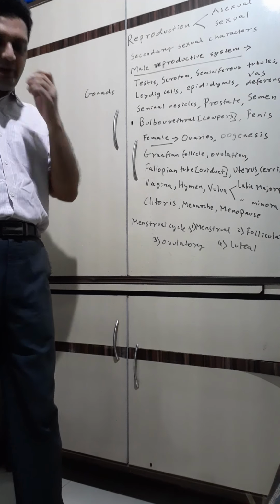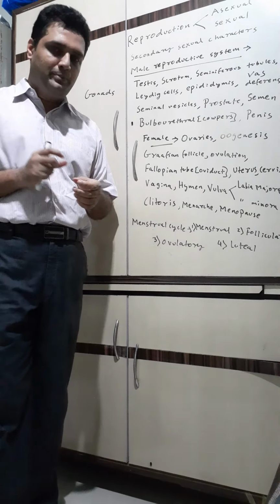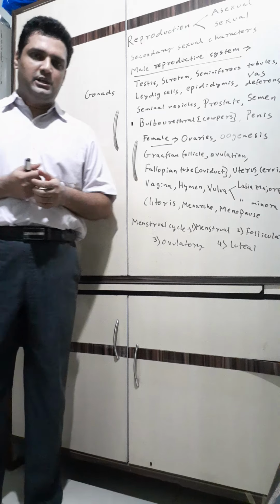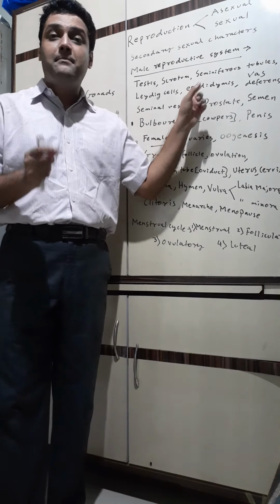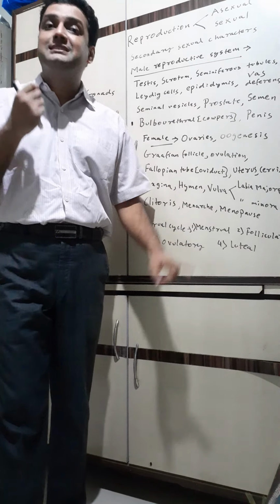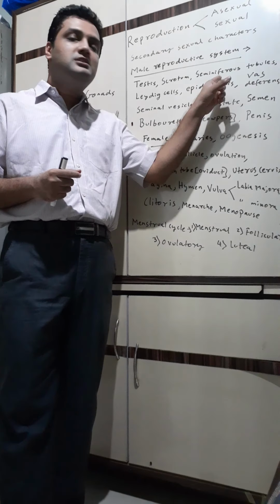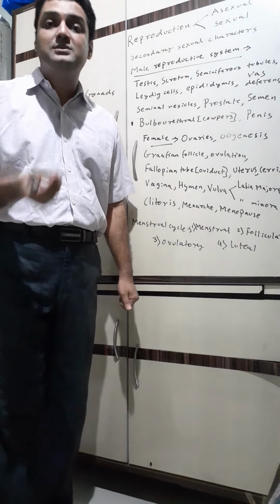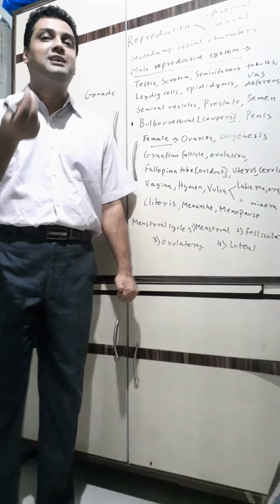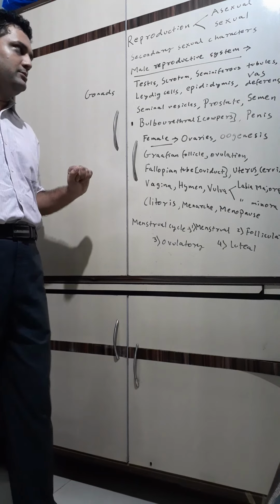Now, if you do a cut section of testes, you will see many lobules. And there are cells in the lobules, two types of cells mainly. The first type of cells are called seminiferous tubules. I'll repeat, seminiferous tubules. Seminiferous tubules are the cells or the group of cells which will produce sperms. Spermatogenesis occurs in the seminiferous tubules.